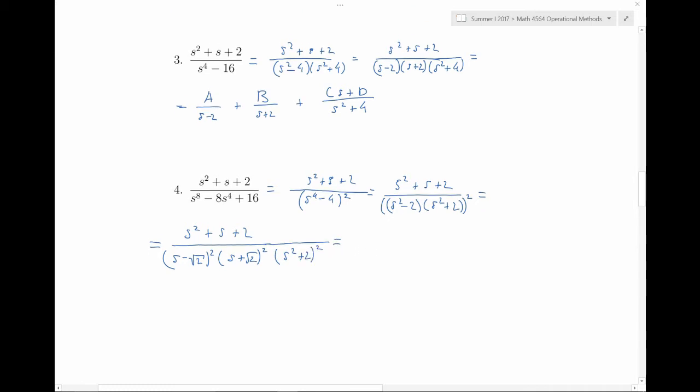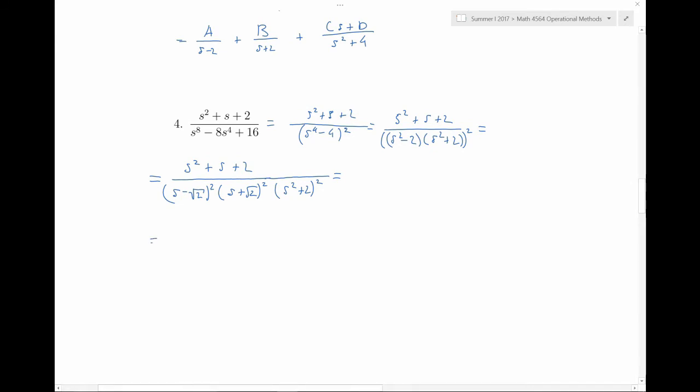The partial fraction decomposition is going to be quite long. It's going to be A over s minus square root of 2, plus another fraction with s minus square root of 2. This time it's going to be squared. Two fractions for s plus square root of 2. And also two fractions for s squared plus 2.